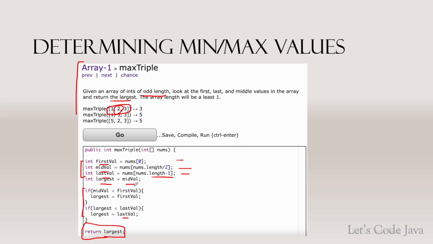So if I say, okay, well, this is the largest value. However, if it's less than the first value, then make the first value the largest. And if that is less than the last value, then make the last value the largest. So again, in the end, these FRQ problems, these little coding problems, it's just a matter of using your logic and how you would approach these problems in real world and applying that to code.